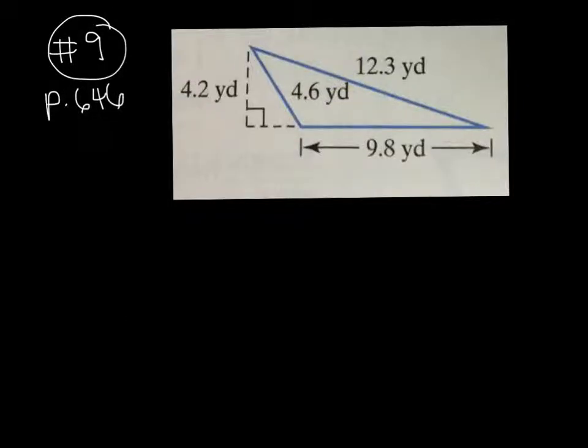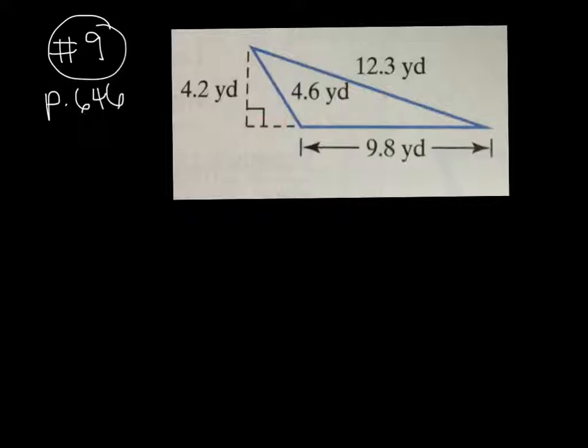Okay, this first example is number 9 on page 646 of your book. We're given a triangle, and the base here is 9.8 yards. This length here is 4.6 yards, and this length here is 12.3 yards. They also give us the height of the triangle, which is 4.2 yards.